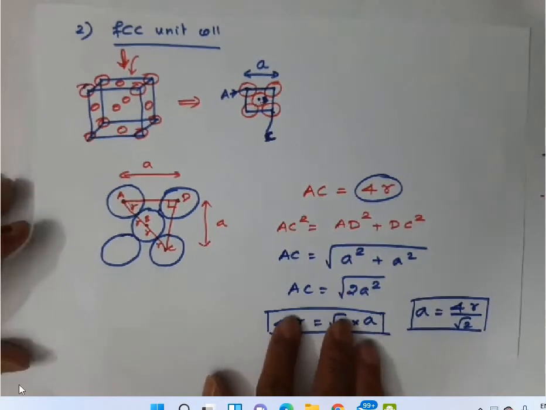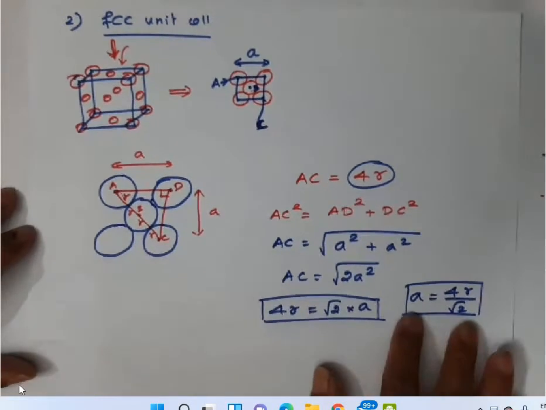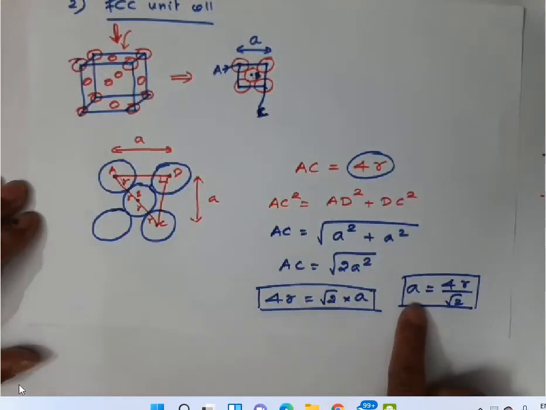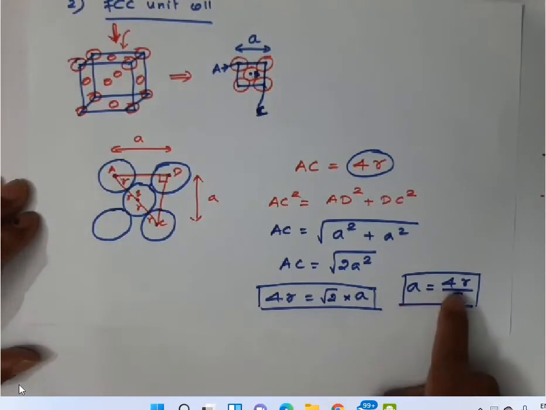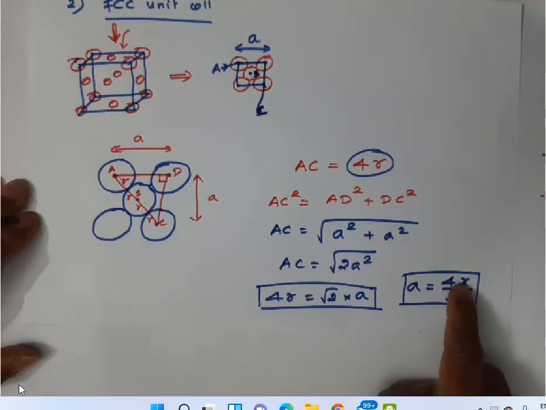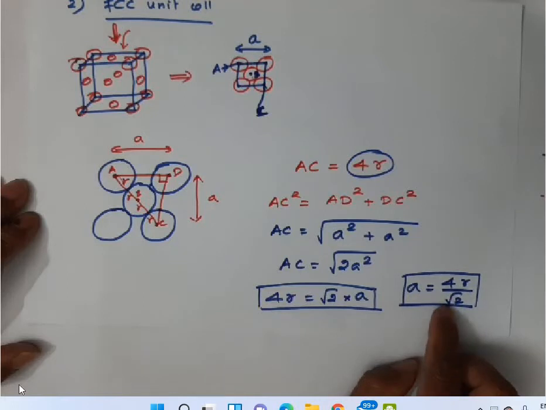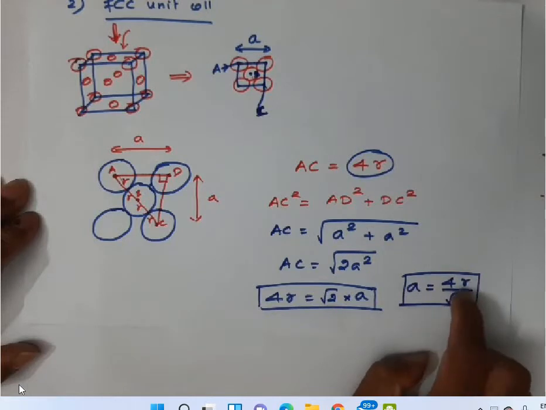So this is where we left in the last class. For FCC unit cell, we have calculated how the edge length is related to the radius of the atom. Okay, r is the radius of the atom or radius of the particle, whatever it is. A is equal to 4r over square root of 2. Or you can also simplify this by multiplying the numerator and denominator by square root of 2.